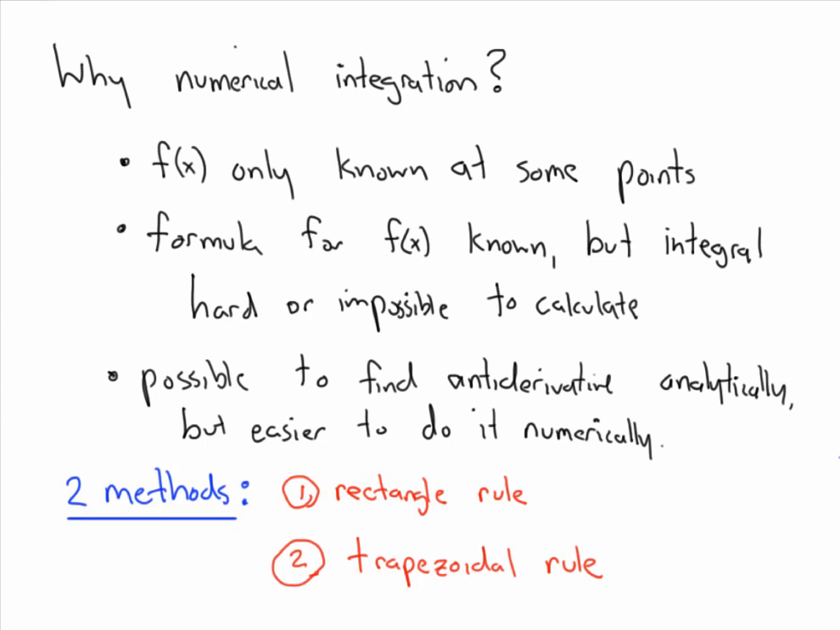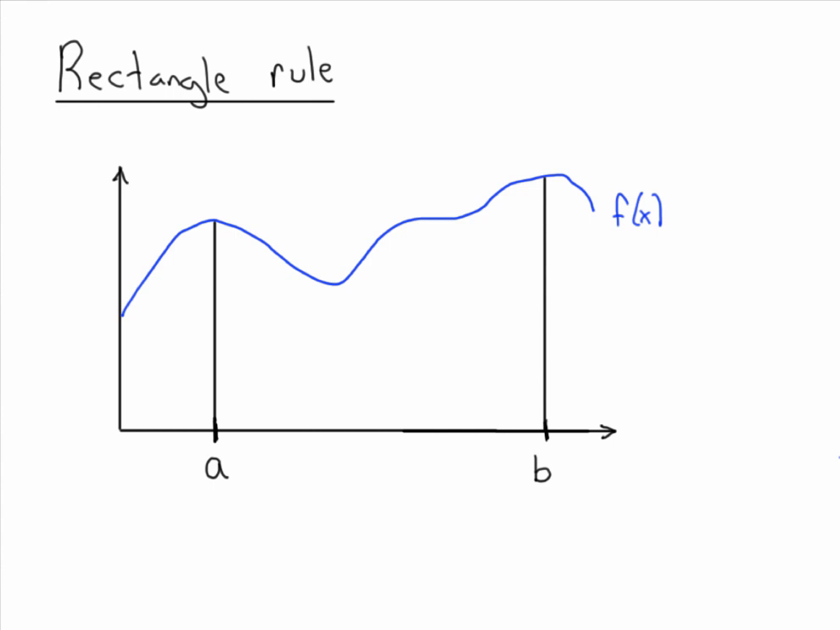Now I'm going to show you how to calculate the two simplest methods for numerical integration, the rectangle rule and the trapezoidal rule. There are much more complex ones. In fact, SciPy has a whole integration library called scipy.integrate that has a bunch of different integration routines. However, these two are straightforward to understand, so we're going to do them here. So let's start with the rectangle rule.